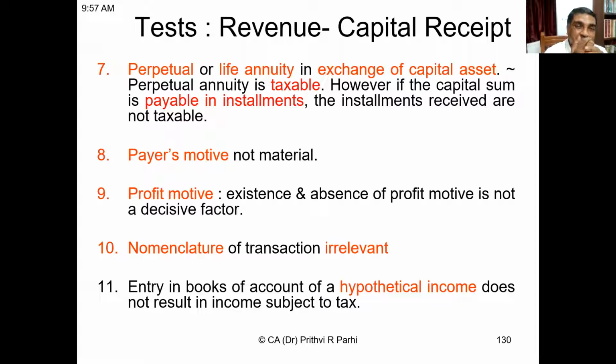Okay, point number 7 is perpetual or life annuity in exchange for a capital asset. Perpetual annuity is taxable. However, a capital sum payable in installments, the installment receipts, are not taxable.